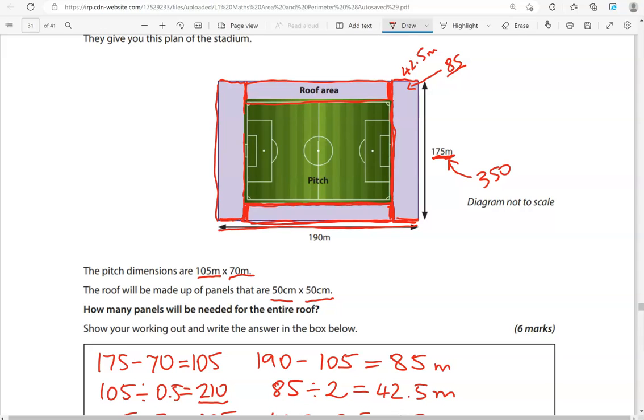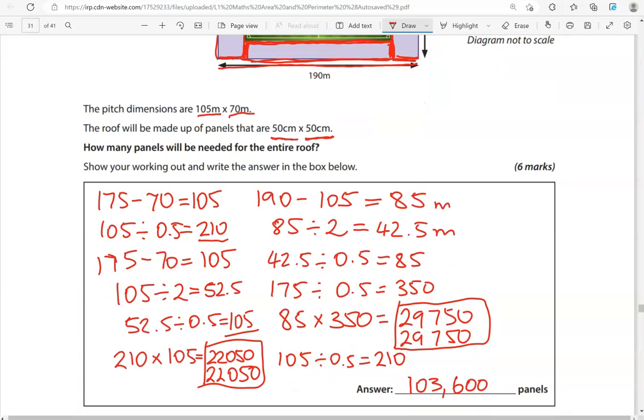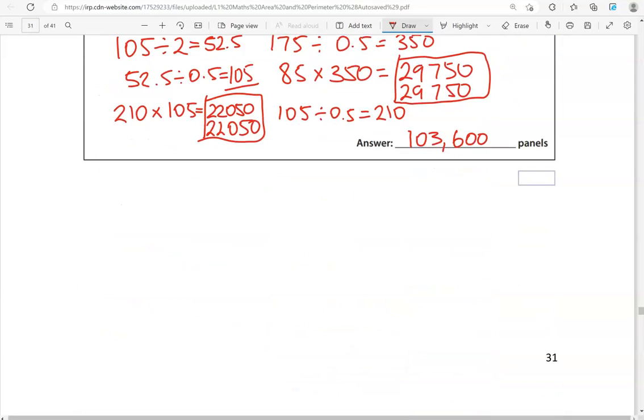There are different ways you could check your answer, but one of them would be to work out the total area of the big rectangle, take away the area of the small rectangle, which is the pitch, and then divide that by 0.25, which is 0.5 times 0.5, the area of each panel. And it should give you the same answer.